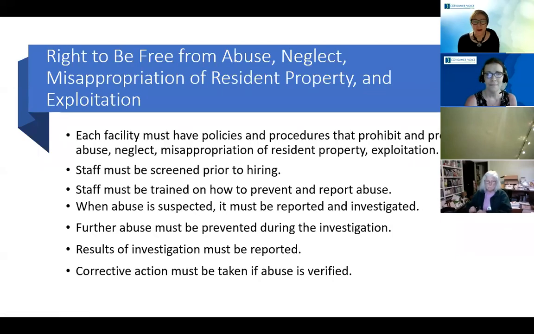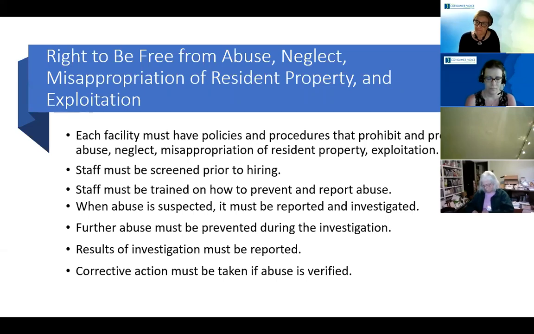Okay, so the next right we want to cover is the right to be free from abuse, neglect, exploitation, and misappropriation of property. When we talk about misappropriation of resident property, that includes stealing resident personal funds, for example, and their possessions as well. So the nursing home has a duty and an obligation to keep residents free from abuse, neglect, exploitation, and misappropriation of their property.